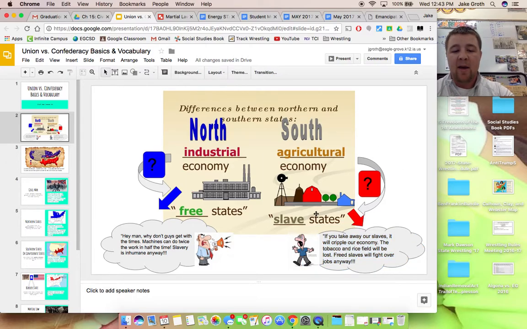This is one of the main reasons both of these sides clashed over the issue of slavery. The North said you don't need them anymore, and the South said you are going to upset our way of life. It's not fair. And if you free all these slaves, they're just going to fight over jobs, because now they don't have anything to do and have to make a living. So really, we're not solving a whole lot.